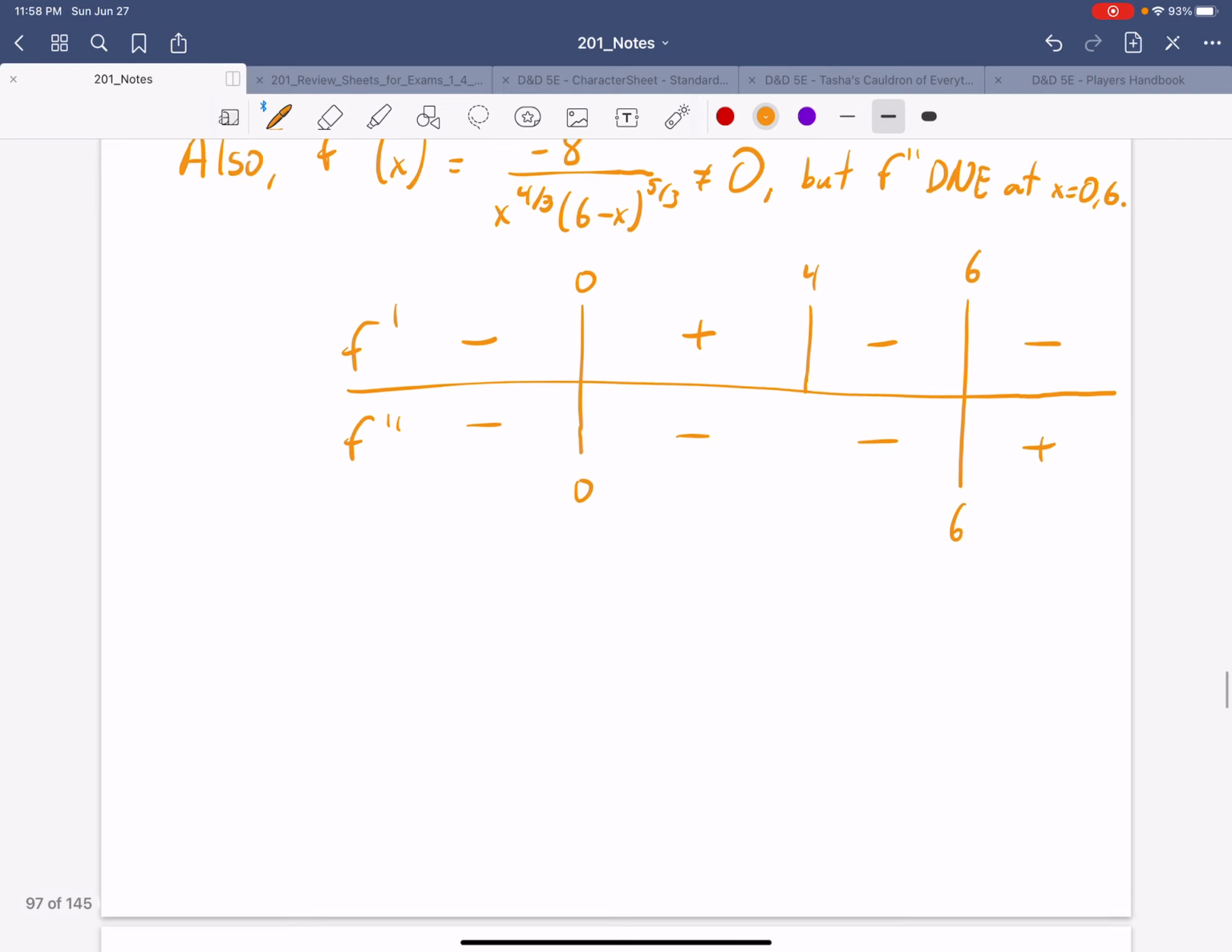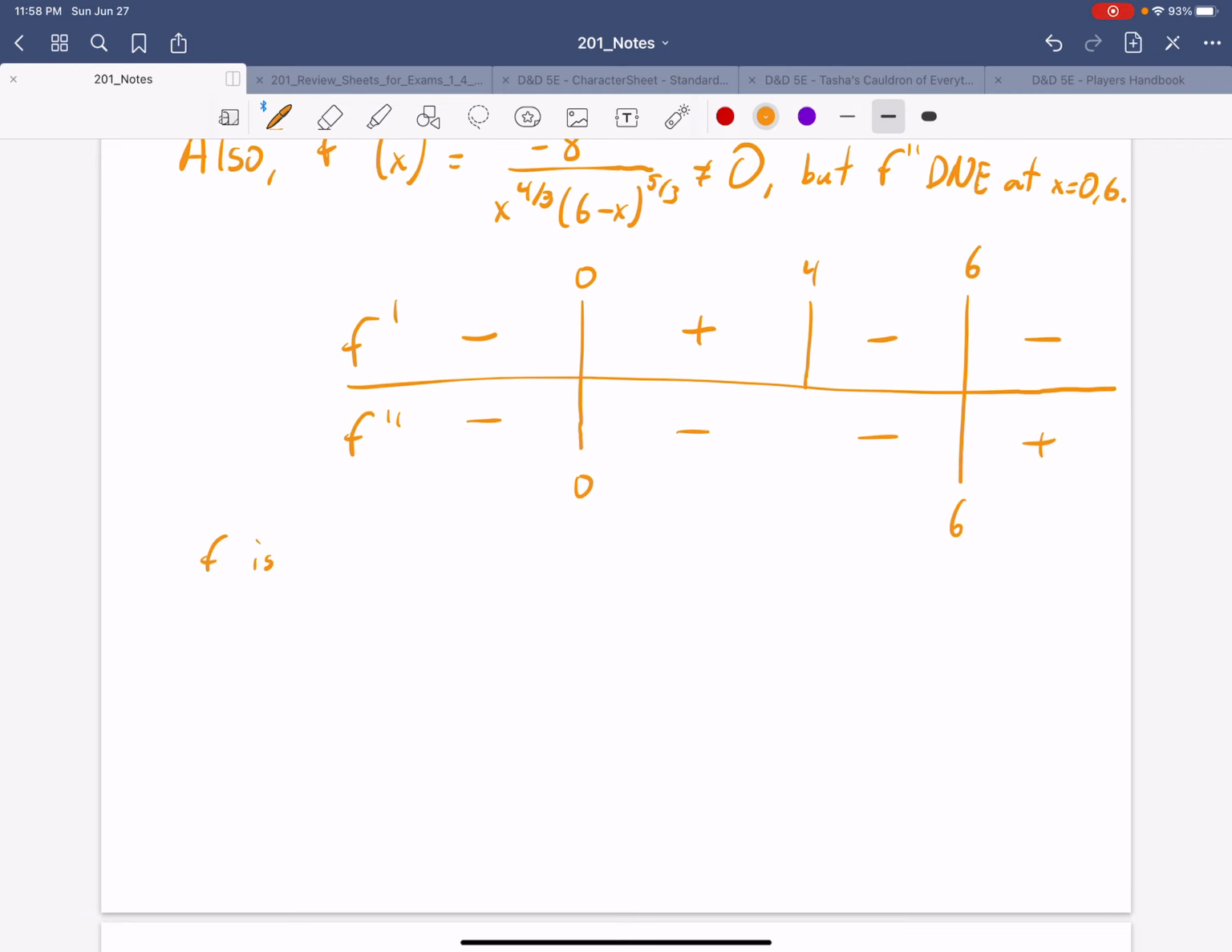So you can say, okay, well, f is increasing on 0 to 4 and decreasing everywhere else, basically, but you should be more specific than that. On negative infinity to 0, union 4 to 6, union 6 to infinity. Do not write 4 to infinity. It's not increasing or decreasing at 6. It's not doing either of those things. The derivative doesn't exist there. We'll see why in a sec.